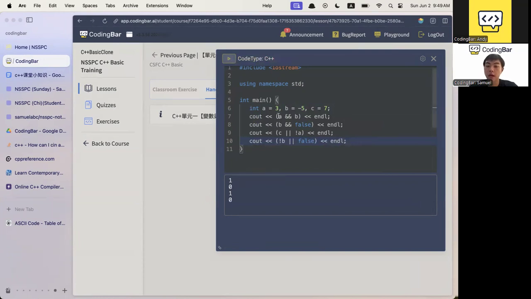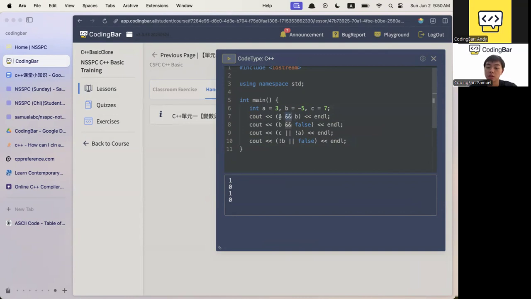1 0 1 0, A and B. So 3 calculated to true. -5 also calculated to true. Why are they being calculated to true? Because the AND operator works for Boolean data type only.